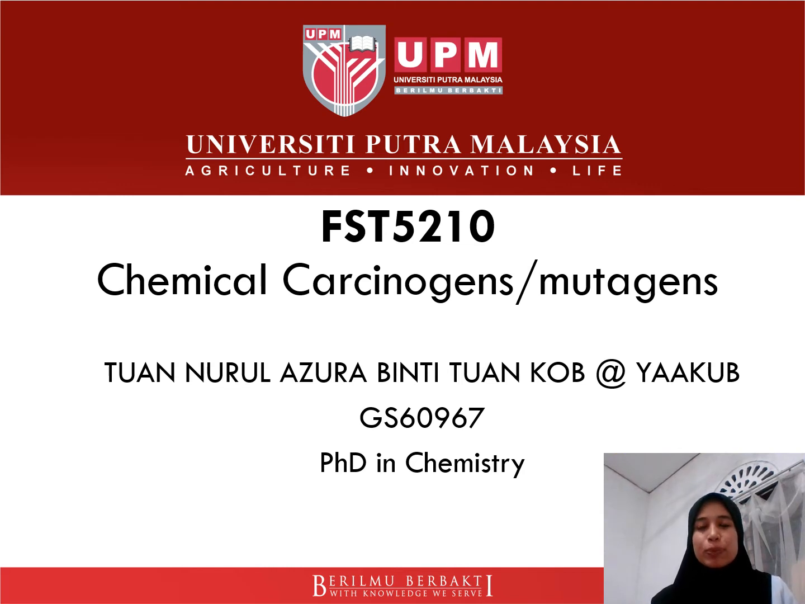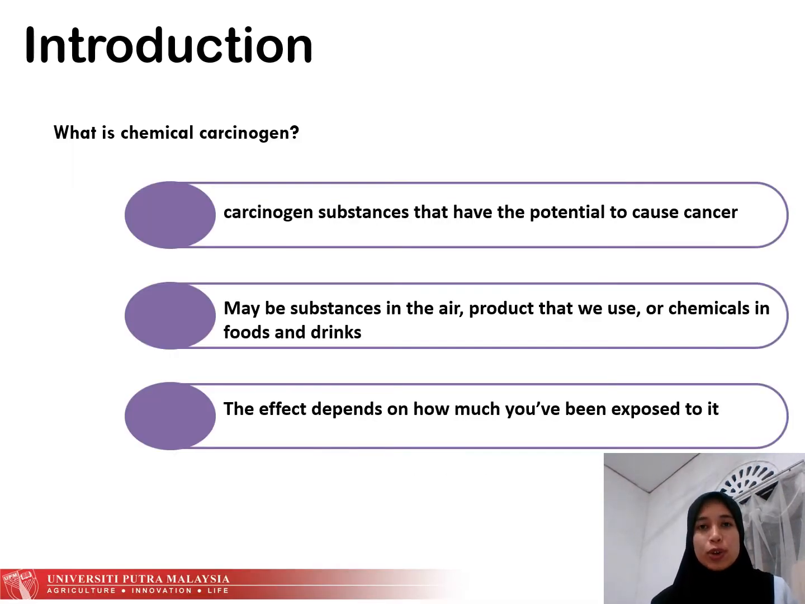So my presentation for today is about chemical carcinogens or mutagens. Before I go deep into this topic, let me do a brief introduction about what chemical carcinogens are. Chemical carcinogens are substances that have the potential to cause cancer in our body, and the substance may be present in the air, in the surroundings, in the products that we use daily, and in the chemicals in the food and drinks that we love to eat every day.